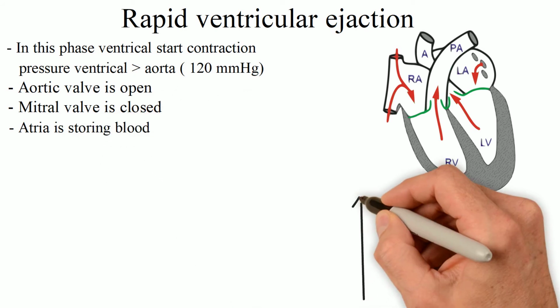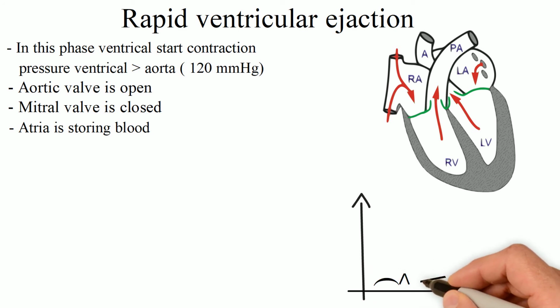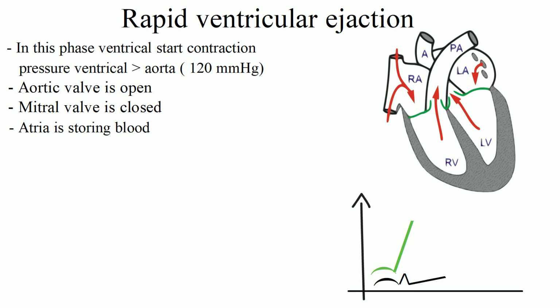As you can see in the graph, there is still a rise in the atrial pressure. As you can see in the graph, there is a rise in the ventricular pressure and it reaches its peak value.